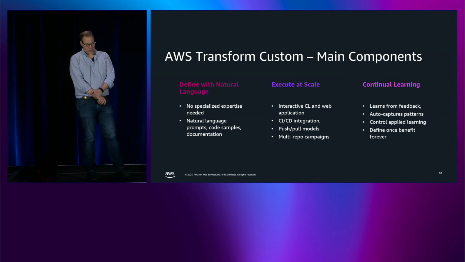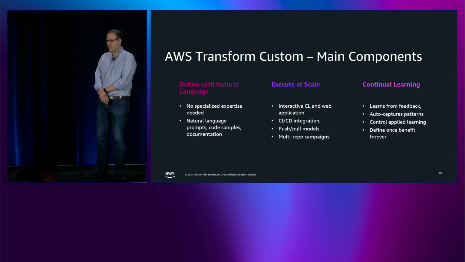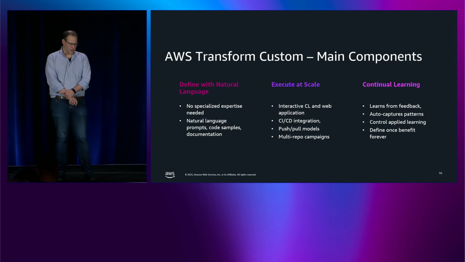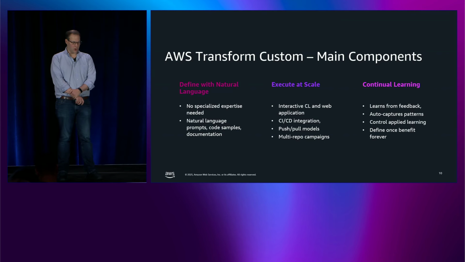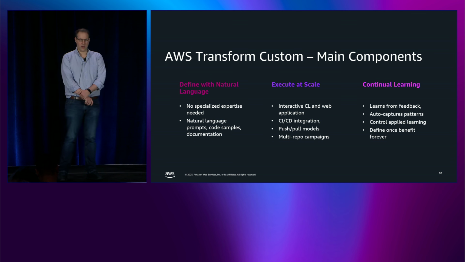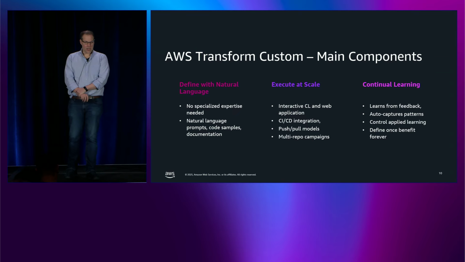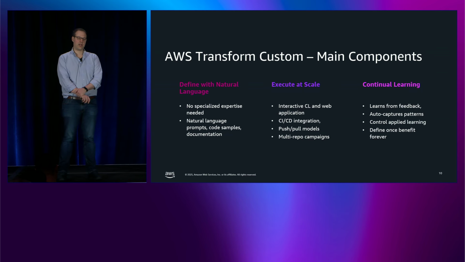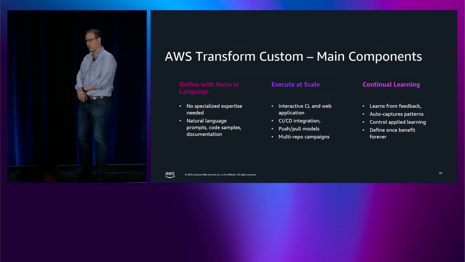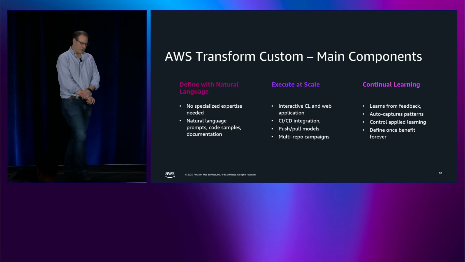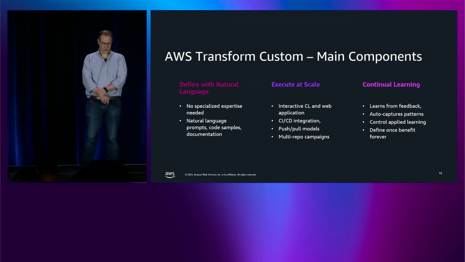What are the main components of AWS Transform Custom? You can define transformations with natural language. You do not need specialized expertise. You have natural language prompts. You can provide code samples of what you want to do, migration guides, documentation, whatever you have. Then you can execute them at scale, either through a command line, interactive, or integrated in your CI/CD pipelines. We support multiple ways to integrate it into your own flows using your own environments. And of course, it enables campaigns across multiple repos.